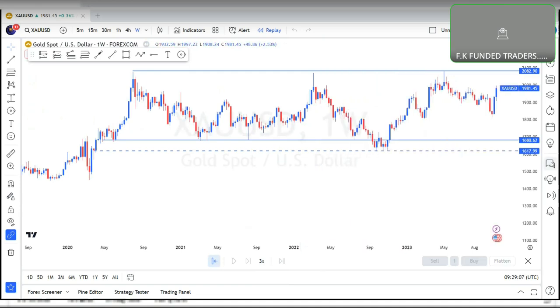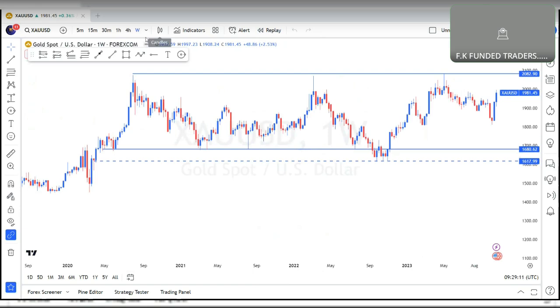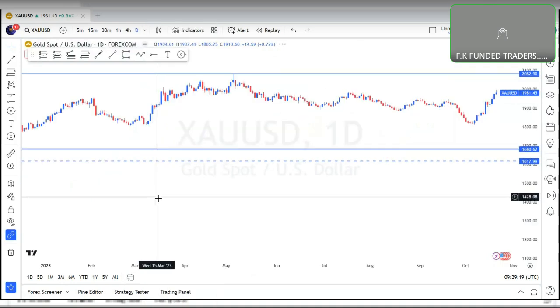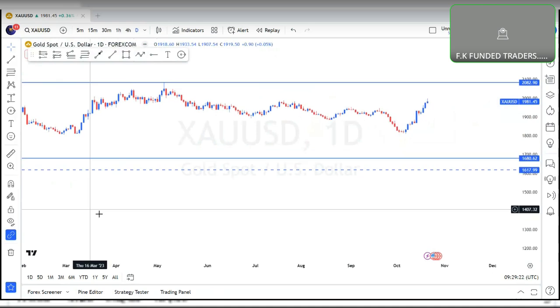Okay, so after observing that, we proceed to the lower time frame. We shall go after the market is ranging seriously on the weekly time frame. Then we shall come to our daily. Now, what do we want on the daily time frame? We are here right now.